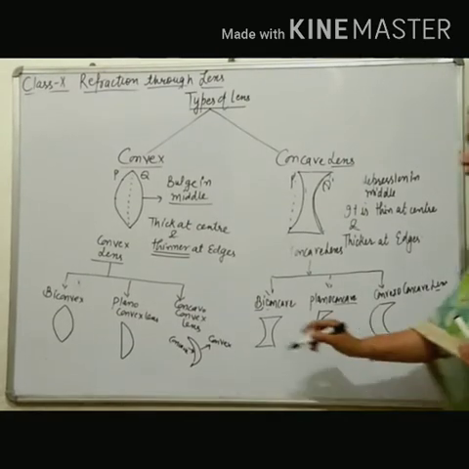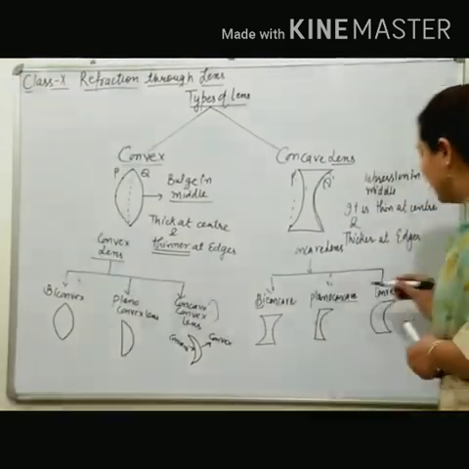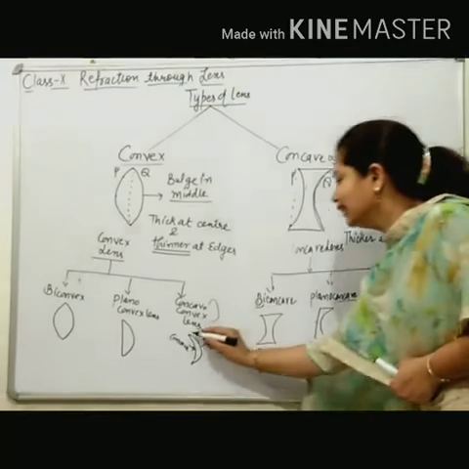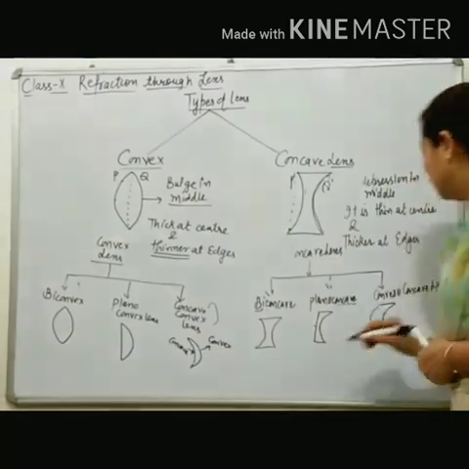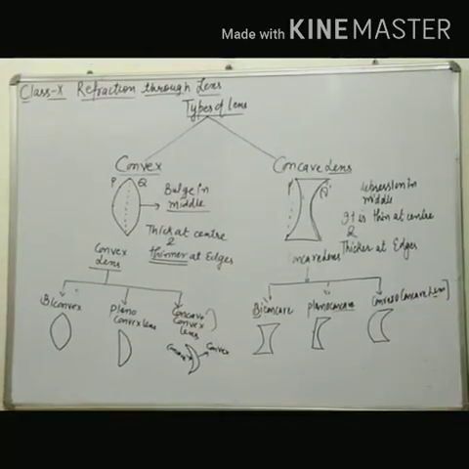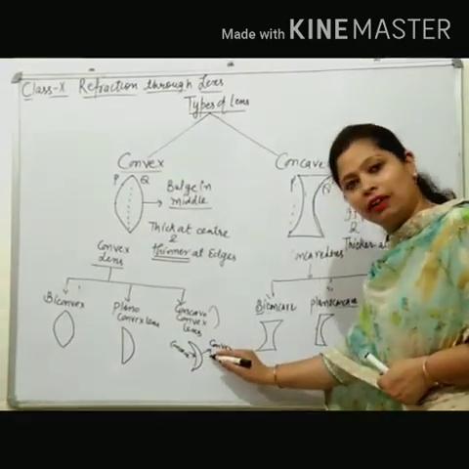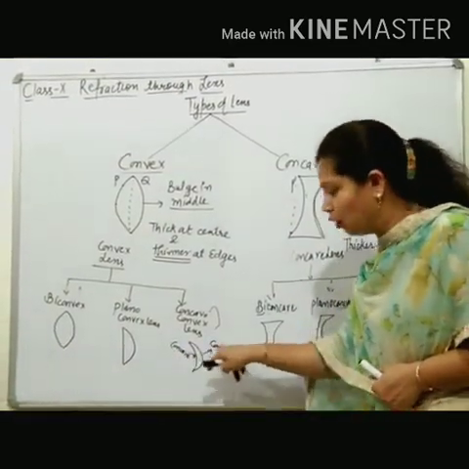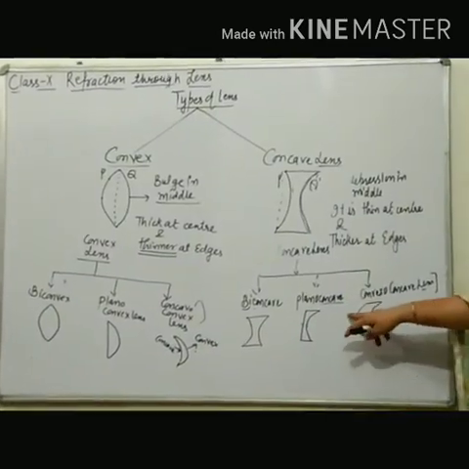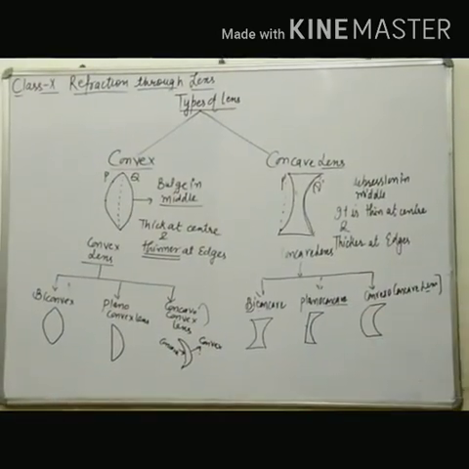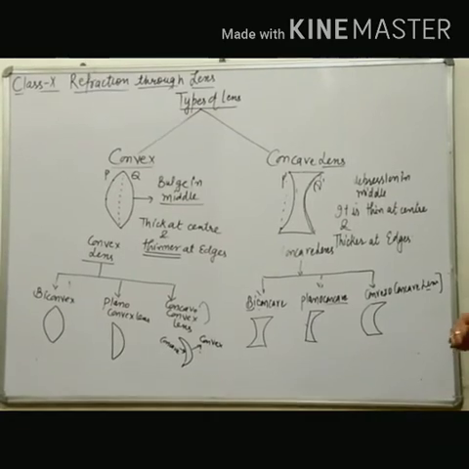So what is the difference between concavo-convex and convexo-concave? One is thin at the edges, the other is thick at the edges. Here the first surface is concave, second is convex, so it is concavo-convex. This one is convexo-concave. So these are the types of lenses.